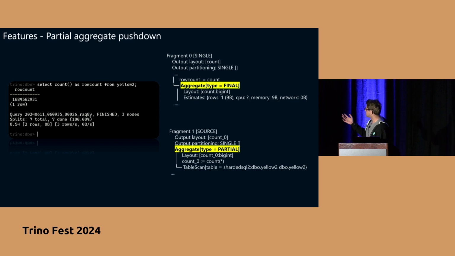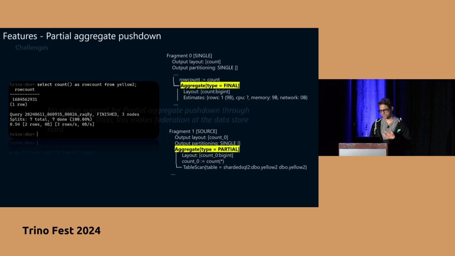The reason it's 2 is because, again, the table is laid out in 2 different SQL servers, and Trino is pushing down the aggregates. And that's reflected in the query plan to the right, where I have a partial aggregation stage, and then I have a final aggregation stage.